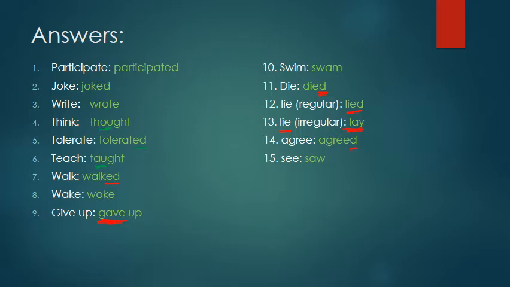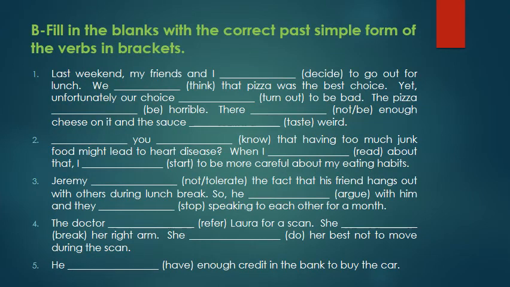Agree, double E, you just add D. See, saw. Okay? Now fill in the blanks with the correct past simple form of the verbs in brackets. Last weekend, my friends and I, of course, regular, decided to go out for lunch. We thought that pizza was the best choice, yet unfortunately our choice, regular, turned out, this is an ED, to be bad. The pizza, what's the past tense of be? Was horrible. There wasn't enough cheese on it, and the sauce tasted weird.